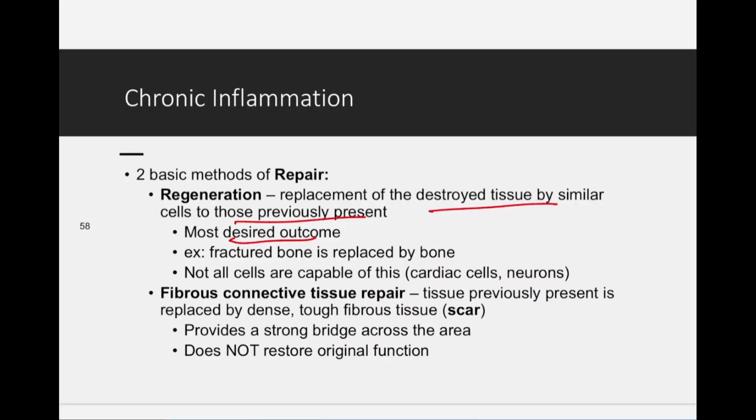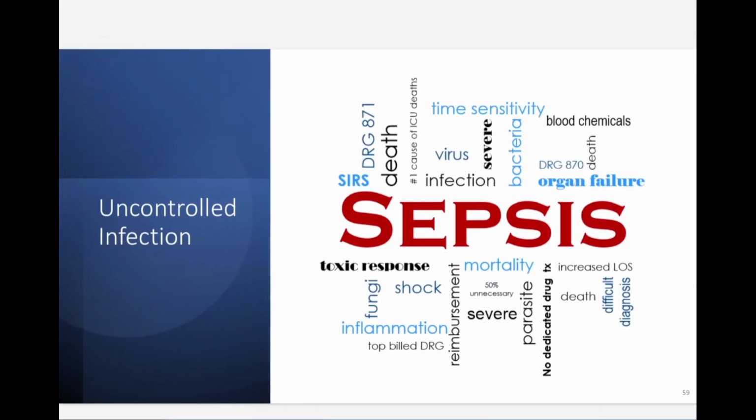Fibrous connective tissue repair, again, it's a scar. Strong bridge across the area, but does not restore original function. So like in the cardiac muscle, it's dead from the ischemic heart attack. It blocked off blood supply. Tissue got ischemic. It died. When it repairs, it's not going to regenerate into cardiac muscle. It's going to regenerate with a scar, and the heart muscle function is going to reduce. Okay, so that's it on inflammation.